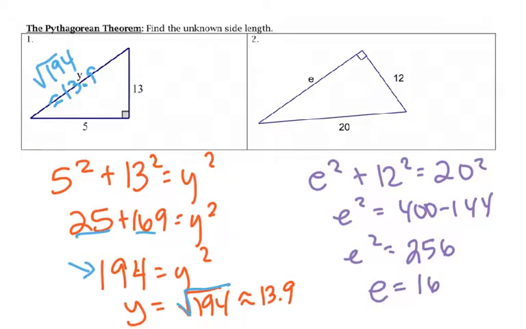So it's just going to depend on the directions, which one of those that you're going to do. Number two, e squared plus 12 squared equals 20 squared. So again, it speeds us up because we know this. You end up getting 256, which you know is a perfect square. The square root of it is 16, so this is exactly 16 units.